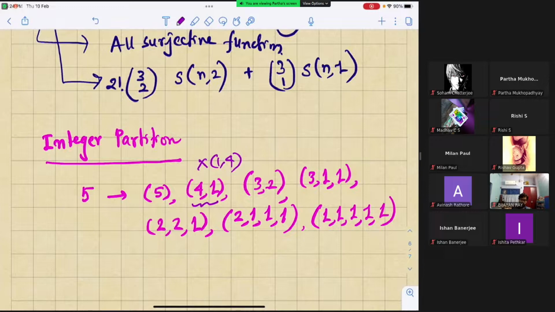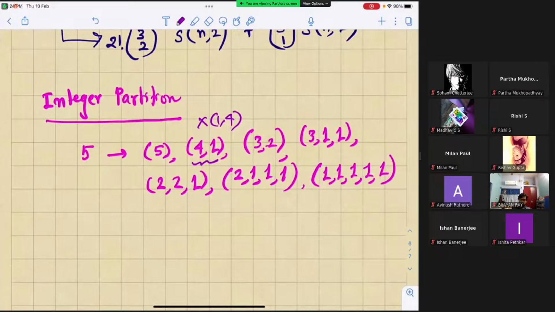It is usual practice to write any such partition starting with the largest number and in a non-increasing way. There could be repetition, but it should be non-increasing. Why do I do that? It will be soon clear. Something called a Ferrers diagram, but at the moment I am not saying that. So is it clear what is the meaning of partition?